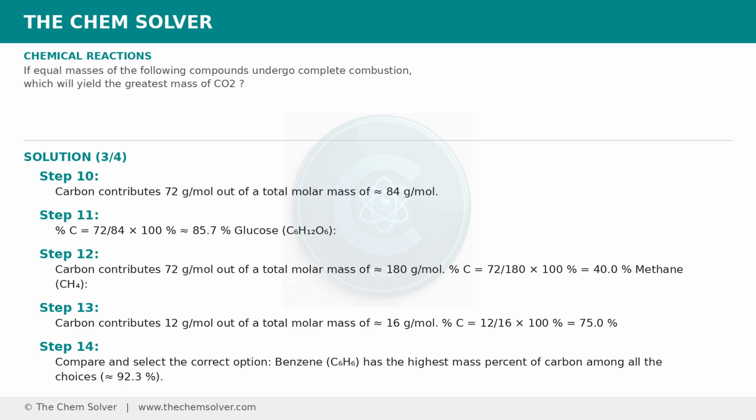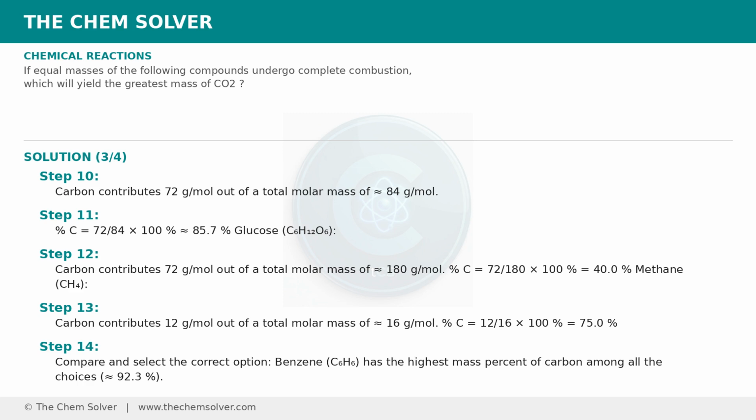Glucose, C6H12O6: carbon contributes 72 grams per mole out of a total molar mass of approximately 180 grams per mole. Percent C equals 72 over 180 times 100%, equals 40.0%. Methane, CH4: carbon contributes 12 grams per mole out of a total molar mass of approximately 16 grams per mole. Percent C equals 12 over 16 times 100%, equals 75.0%.